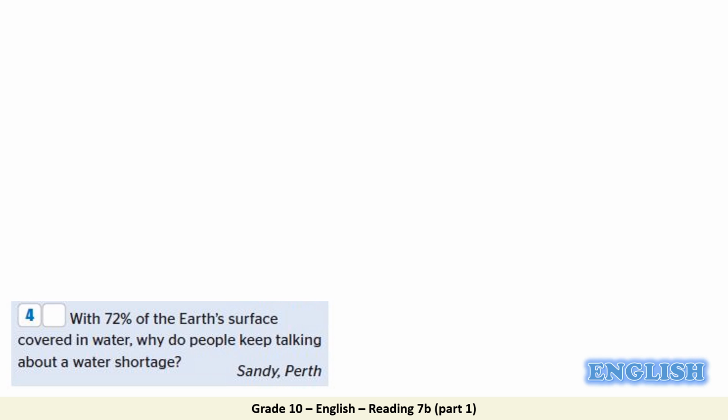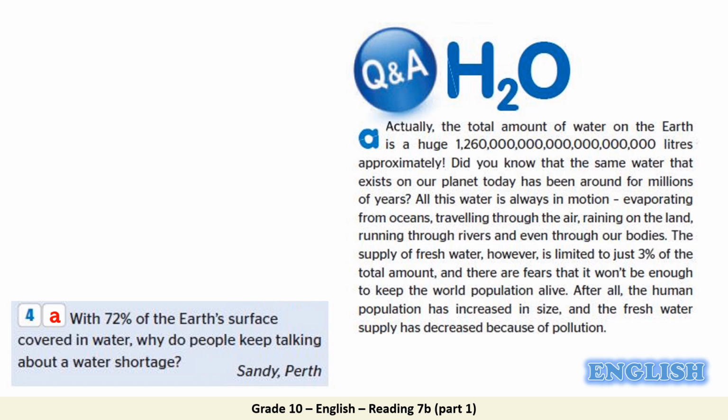Alright, shall we answer? Good. So that was in paragraph A. Very good. Now, can you answer the question with an information, a full sentence, not a yes or no question? With 72% of the Earth's surface covered in water, why do people keep talking about a water shortage? Why do we have a lack of water, even though 72% of the Earth's surface is covered in water?